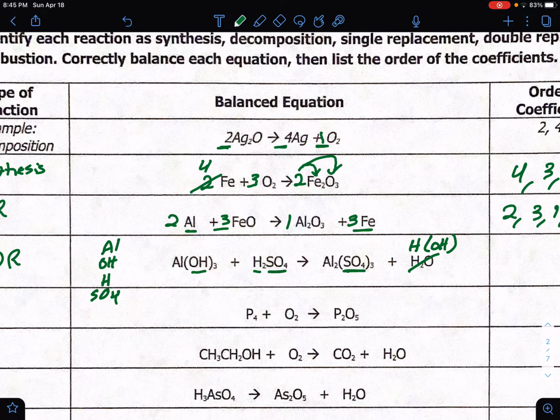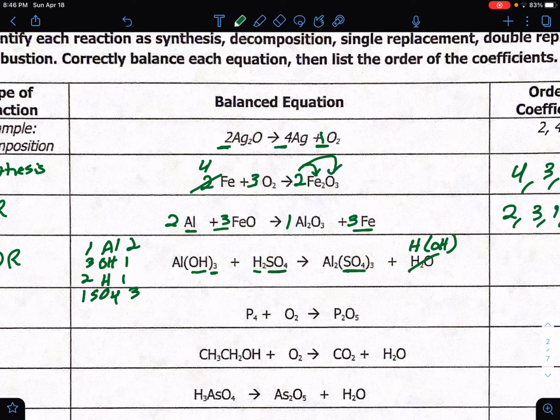So I have one aluminum on the left. Again, this 3 right here does not affect that aluminum. It affects my hydroxides. I have 3 hydroxides. I've got 2 hydrogens on the left, and I've got 1 sulfate. On the right, I got 2 aluminums. I got 3 sulfates. I have 1 hydrogen by itself, and I have 1 hydroxide.